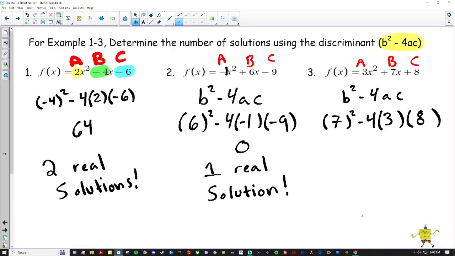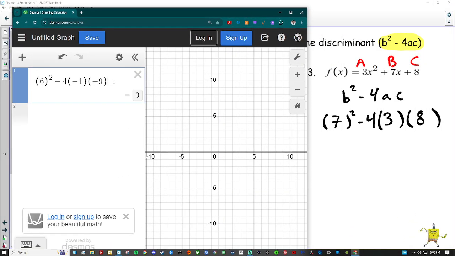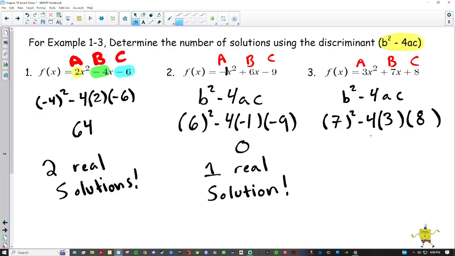And once again, we pull up Desmos. Let's move it off to the side here. We have 7 squared minus 4 times 3 times 8. And I get -47. My discriminant is negative.